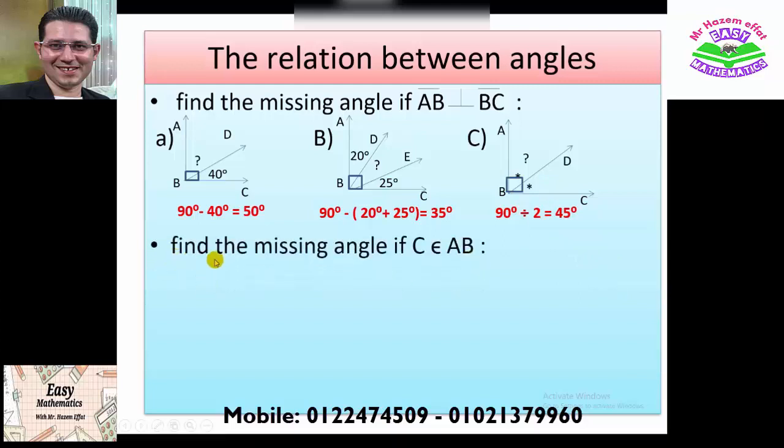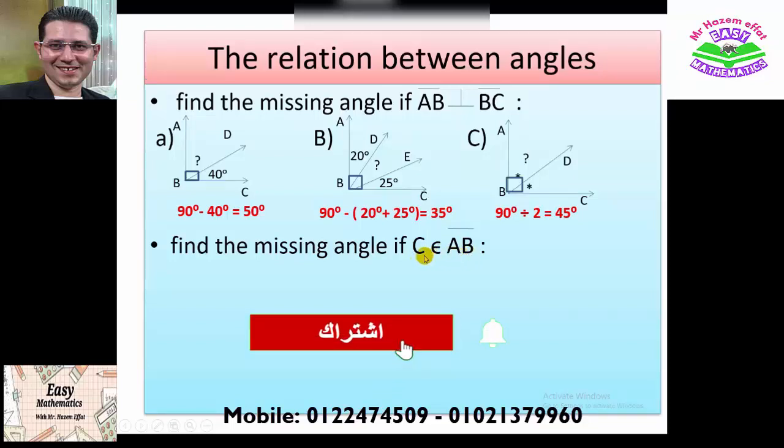Another exercise: find the missing angle if C belongs to line segment AB. What is the meaning of C belongs to line segment AB? It means there is a straight angle.